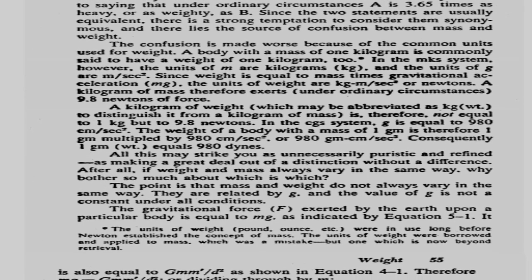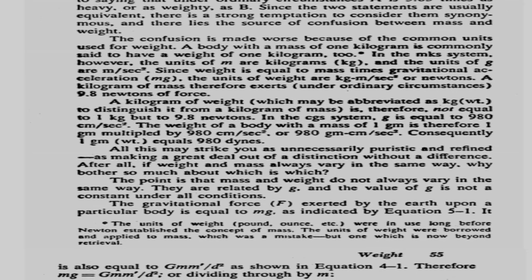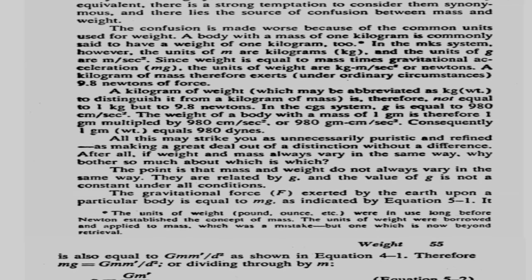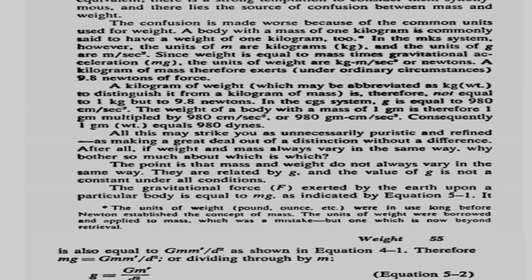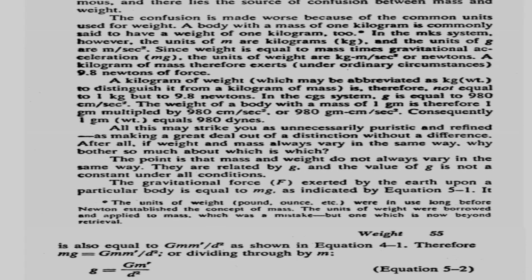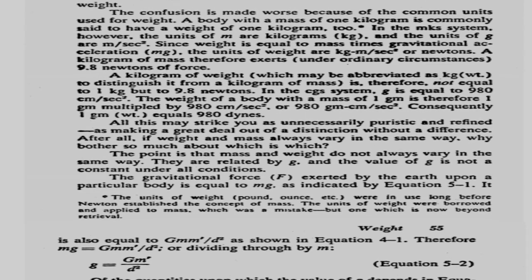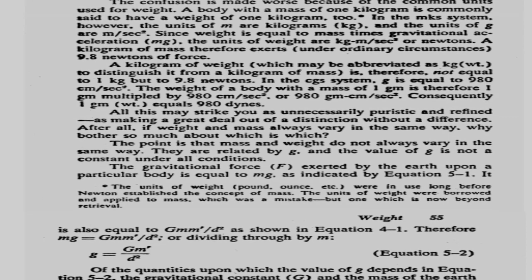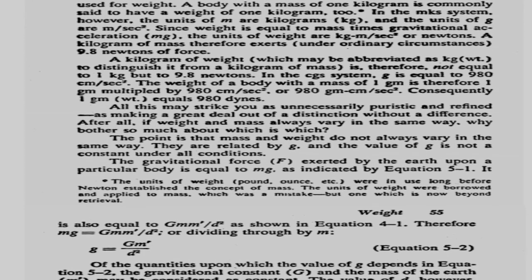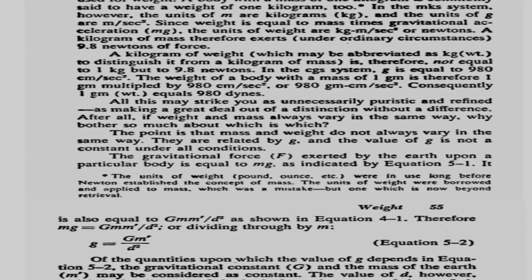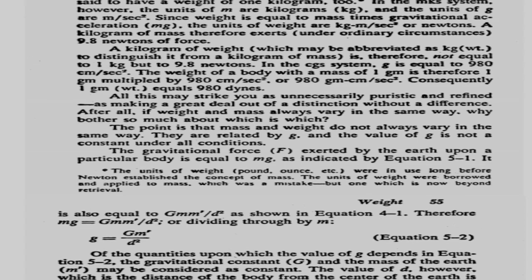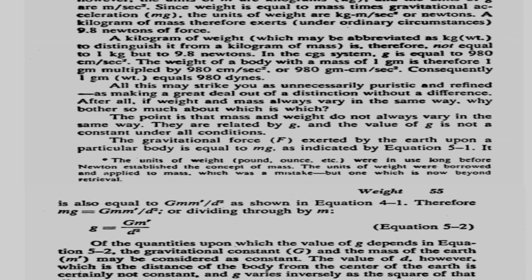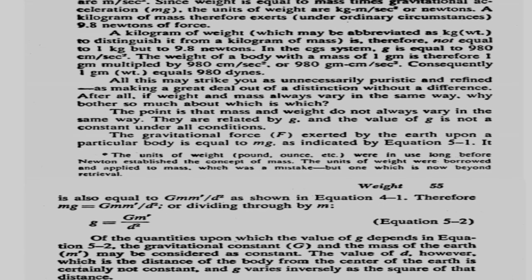per second squared. Since weight is equal to mass times gravitational acceleration, mg, the units of weight are kilogram meters per second squared, or newtons. A kilogram of mass therefore exerts, under ordinary circumstances, 9.8 newtons of force. A kilogram of weight, which may be abbreviated as kg Wt, to distinguish it from a kilogram of mass, is therefore not equal to 1 kilogram, but to 9.8 newtons. In the CGS system, g is equal to 980 centimeters per second squared.